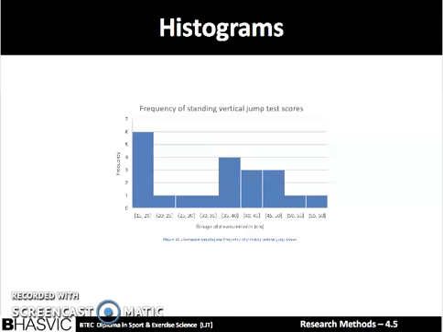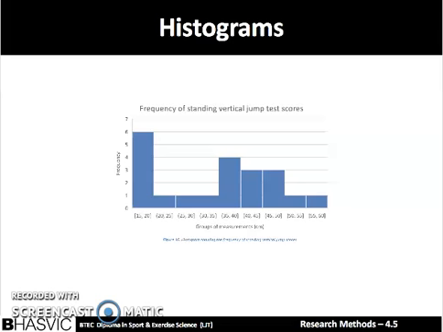We move on to histograms then. Histograms basically show the spread of continuous data. This is kind of focused on frequency. You can see in figure 16 that the title of this histogram is the frequency of standing vertical jump test scores. You can see that it's grouped together, so groups of intervals of 5.